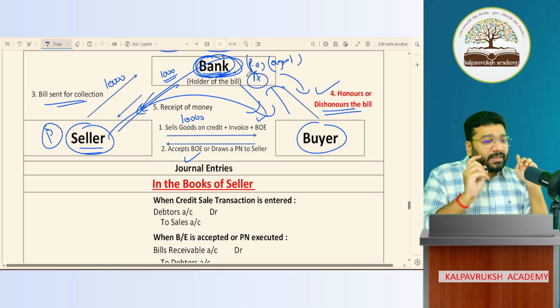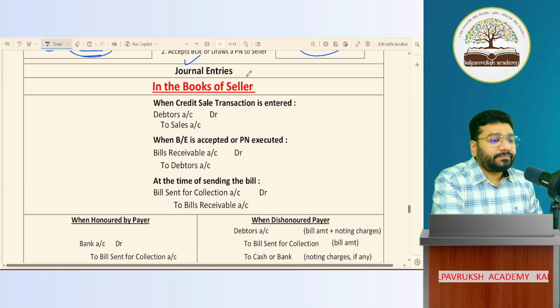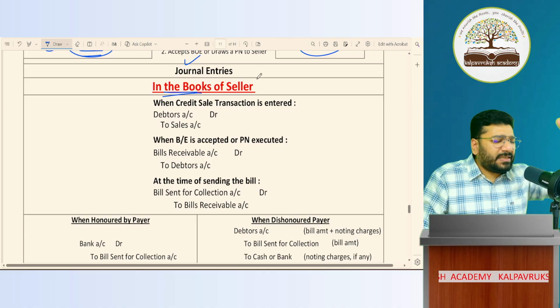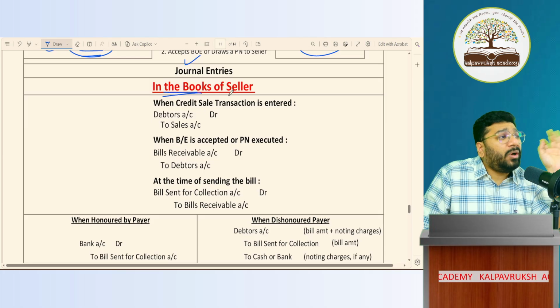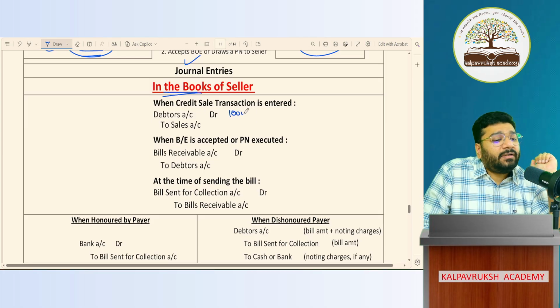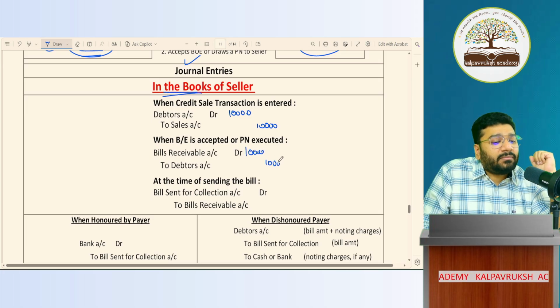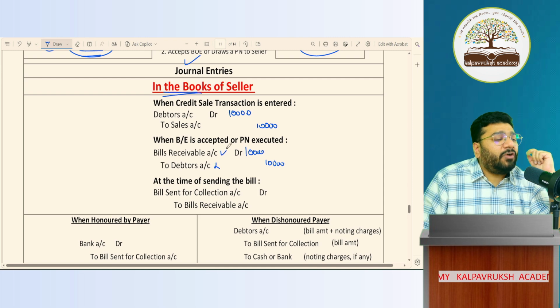Understood the scenario? Let's do the entries. In the book of the seller, the seller itself will keep it. Let's not give any name. What is the journal entry for credit sale? Debtor to sale, 10,000. Any problem? Then the bill of exchange or a PN is executed. What is the entry? Bills receivable to debtor. Correct? Cancellation of debtor and creation of BR.